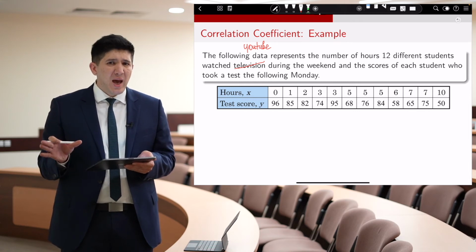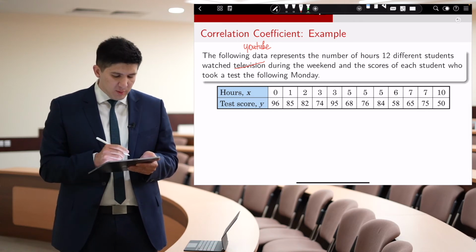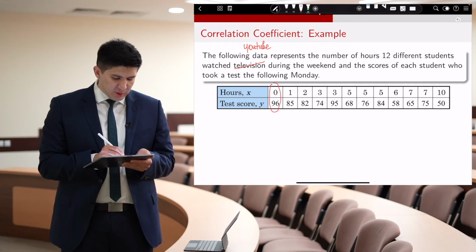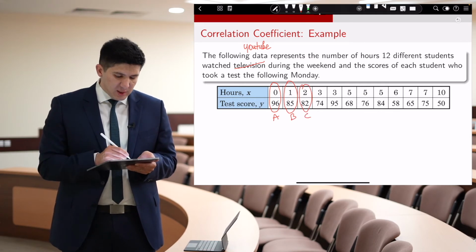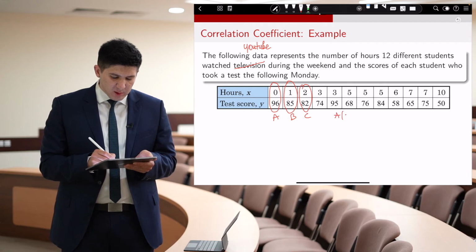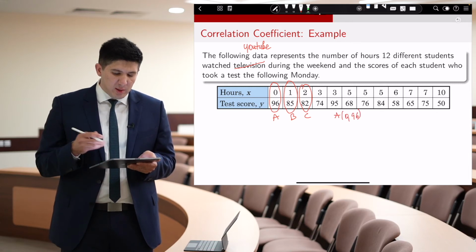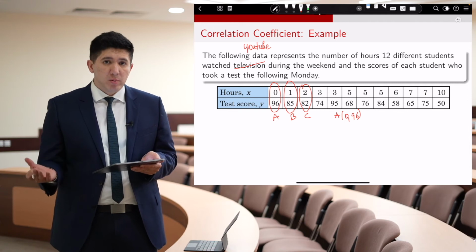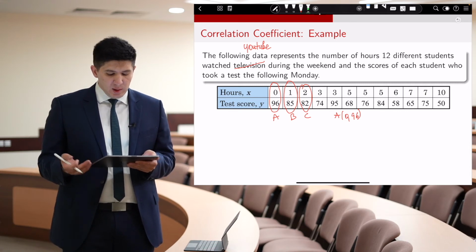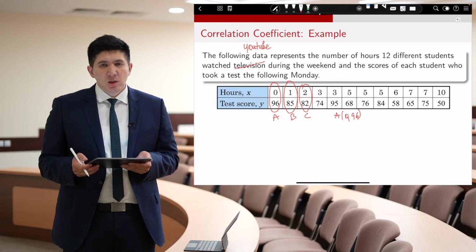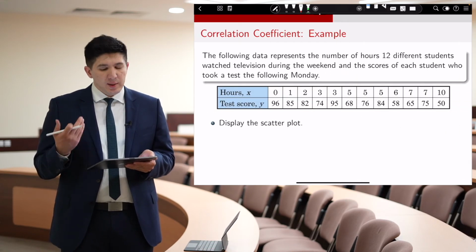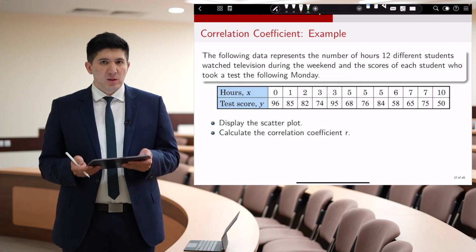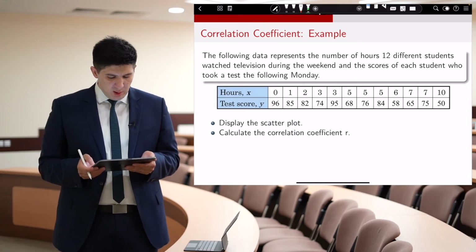So this is what we had in the beginning of the lecture. This is going to be the data for student A, this is the data for student B, this is the data for student C, and so on. Basically, A comes with a pair of numbers, 0 and 96. It means that student A didn't spend any time, 0 hours, watching YouTube, and his score is 96. What I would like is to first sketch the scatter plot for this data, then calculate the correlation coefficient and try to understand whether there is correlation or not.